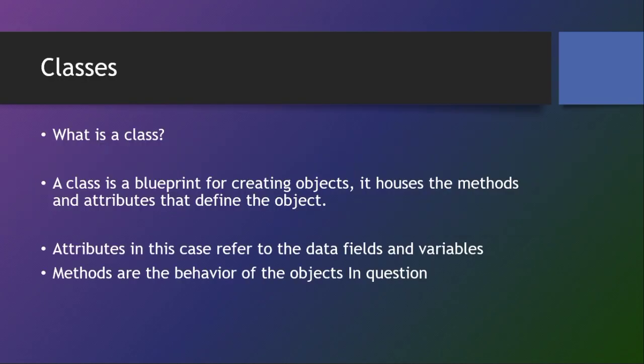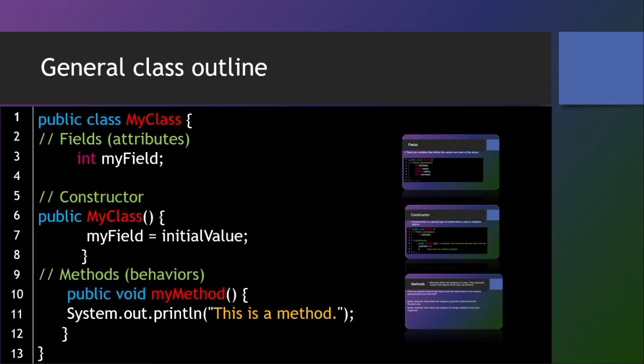So I said in the introductory video that we're going to talk extensively about classes, and today is the day. Classes are basically blueprints for creating objects. A class houses the methods and attributes that define the object. Simple stuff, right? Attributes in this case refer to the data fields and variables, and methods in this case are the behavior of the objects in question.